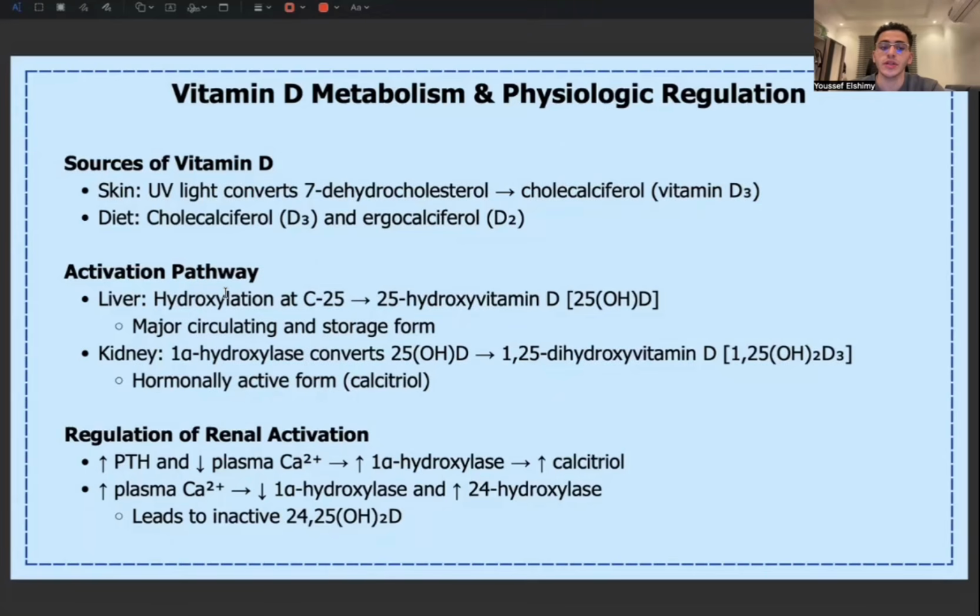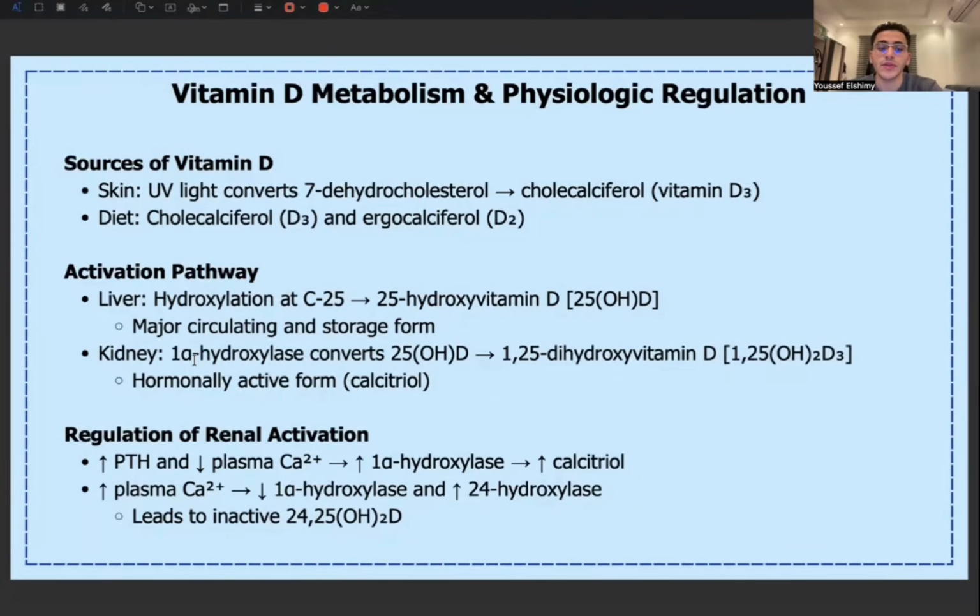Hydroxylation happens at carbon 25. So these get converted to 25-hydroxy vitamin D. It is not the active form, but it is the major circulating and storage form of vitamin D. Then in the kidney, we have the second hydroxylation.